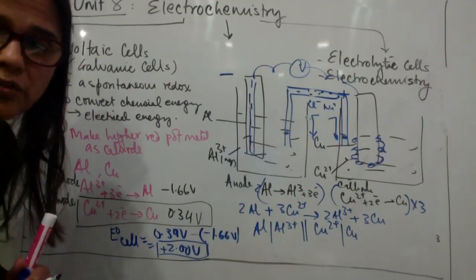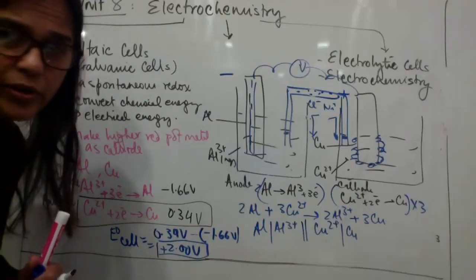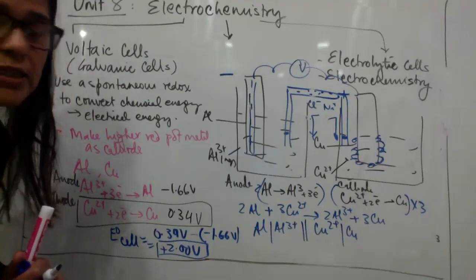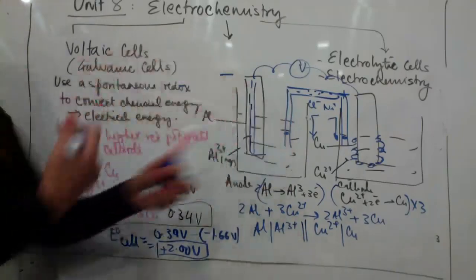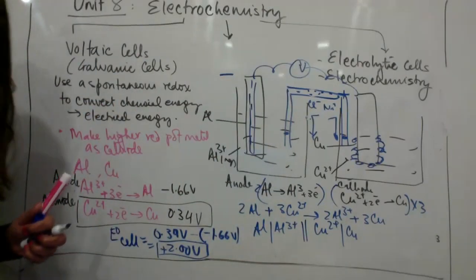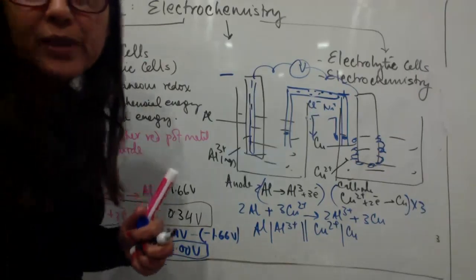Karina, is reduction always on the right side? No, Karina, reduction is not always on the right side. Your cathode reaction could be on the left side. We could decide to draw it opposite, and sometimes they will do that just to play mind games with you.